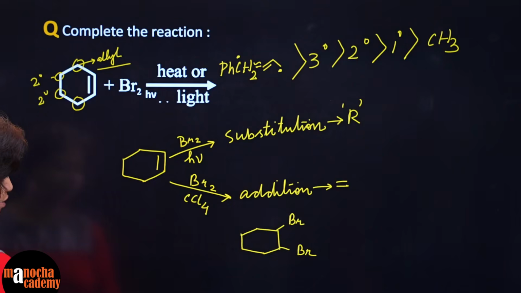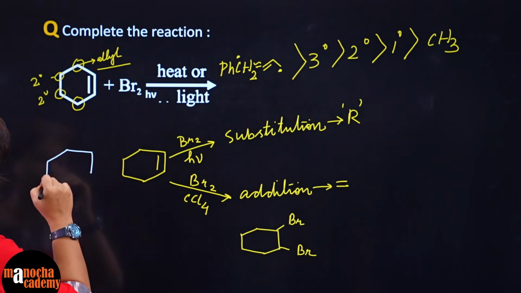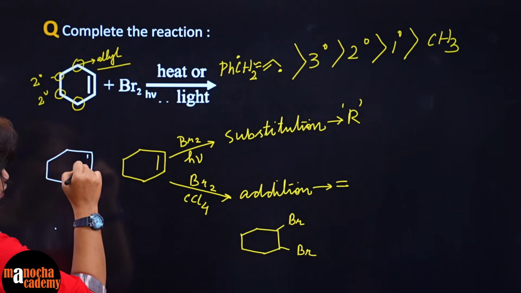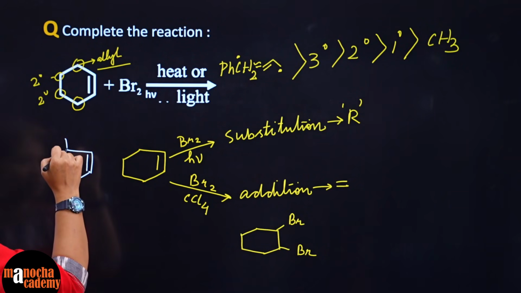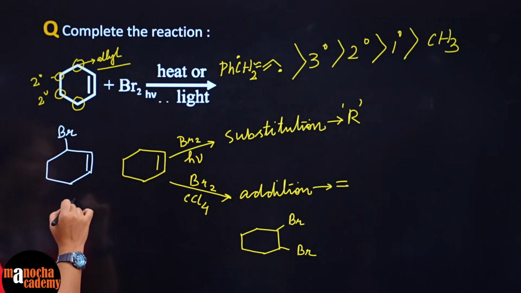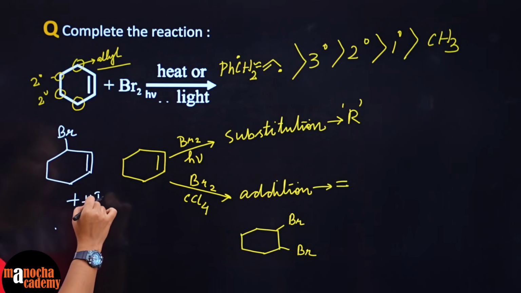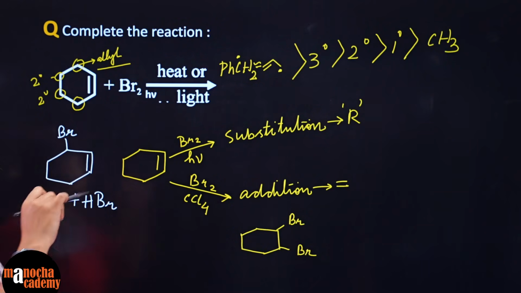I am writing it in white. So here it will be a substitution reaction. The double bond will be there as it is, and the allyl hydrogen will be substituted with the Br group. It's a very popular question asked, and the side product is of course HBr. So the allyl carbon will get substituted with the bromine.